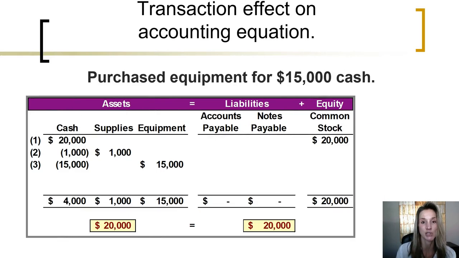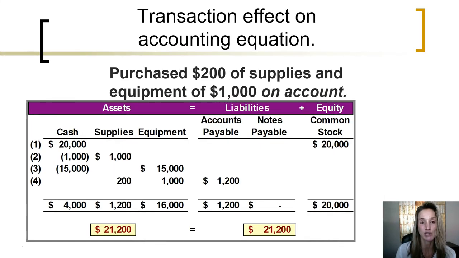Next, the company purchased equipment, $15,000 in cash. Again, cash is decreasing because the company used some of its cash, so we need to decrease cash, bringing the balance in cash down to $4,000. Nothing happened to supplies, but equipment is increased $15,000. Total asset account balances, $20,000. Nothing happened on this side of the equation. It remains at $20,000. Equation remains in balance.